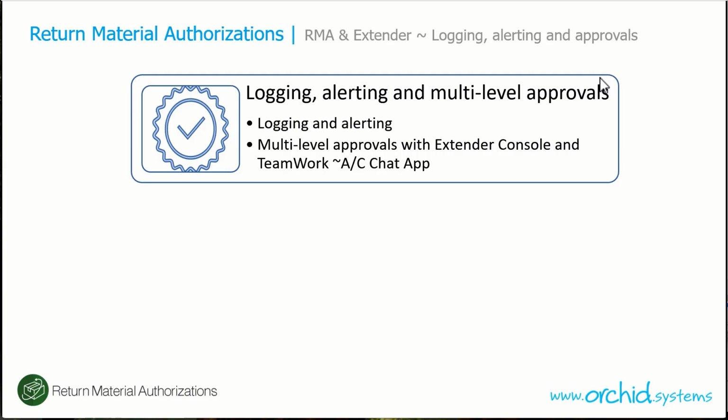So with your RMAs, you can log who changes what when, and you can also alert people when an RMA is created or when an RMA is amended. And the alert could be via email or by creating an information manager note. And then you can also have multi-level approvals with Extender, and the approvals can be on the Extender console, or if you're using Teamwork, the approvals can be in the AC Chat app.